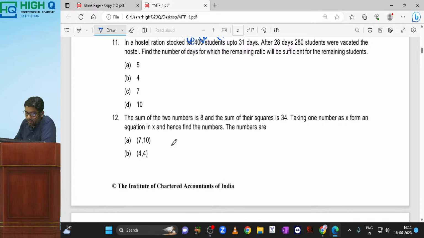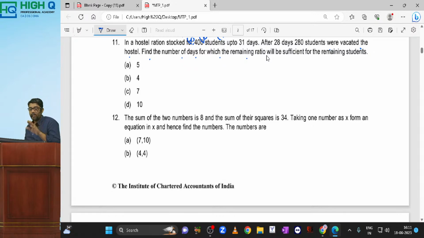In a hostel, ration stocked for 400 students up to 31 days. After 28 days, 280 students vacated the hostel. Find the number of days for which the remaining ration will be sufficient for the remaining students. Listen here, let us understand the question.